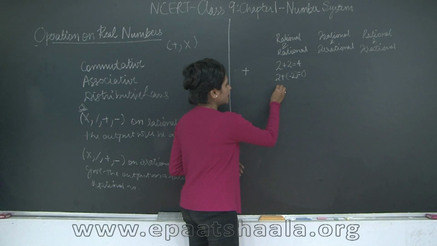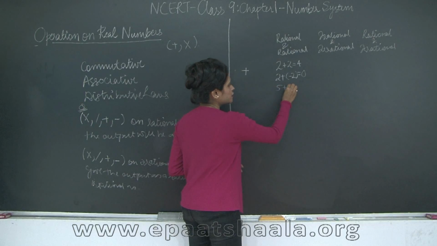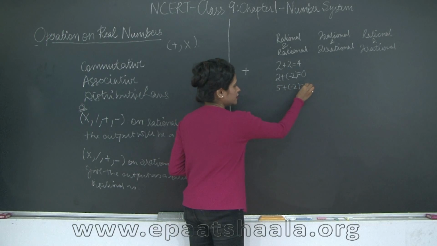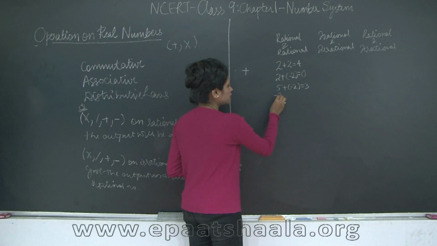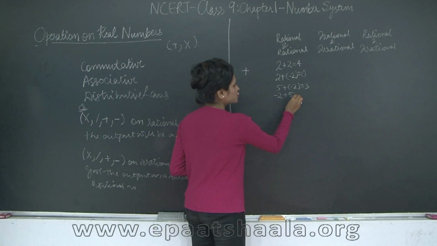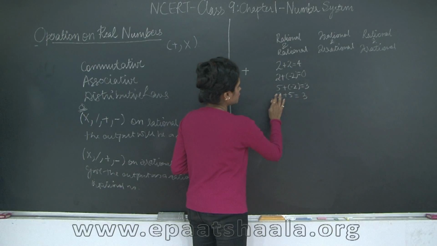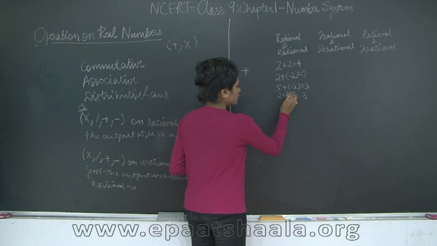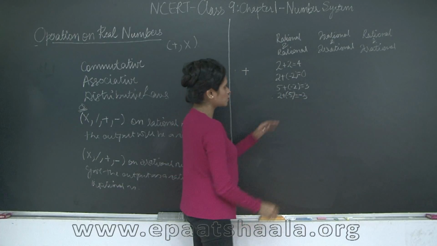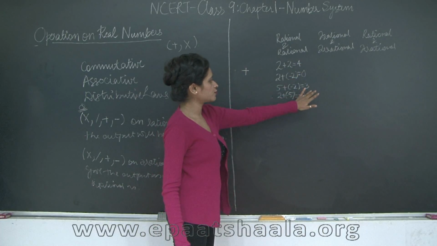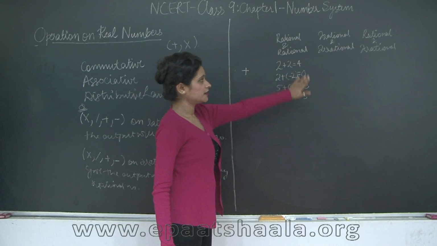If I take something like 5 plus minus 2, it's going to give me 3. And even if I take minus 2 plus 5, it is going to give me 3, and 2 plus minus 5 is going to give me minus 3. So all these numbers 4, 0, 3 and minus 3 are rational numbers.